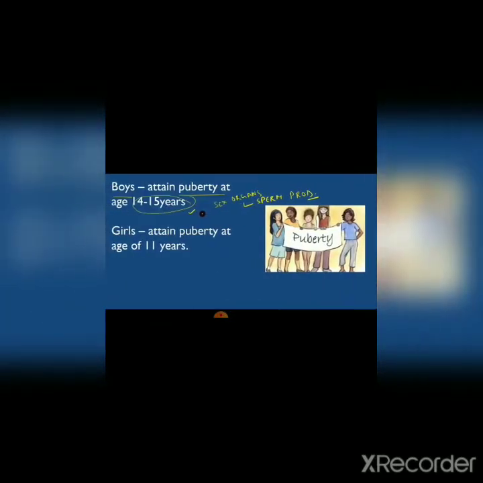Next, if we talk about puberty, boys attain puberty at the age of 14 to 15 years. That means we can't say boys and girls start to mature at the same time, right? Comparatively, girls start to develop a little bit later, right?